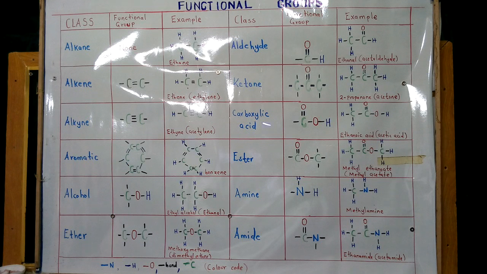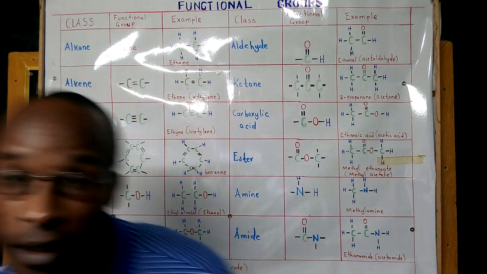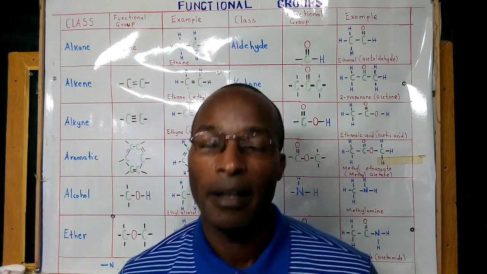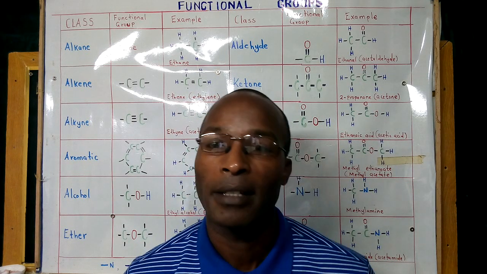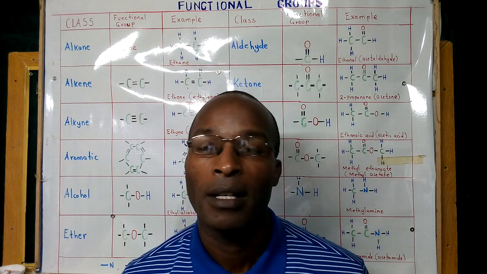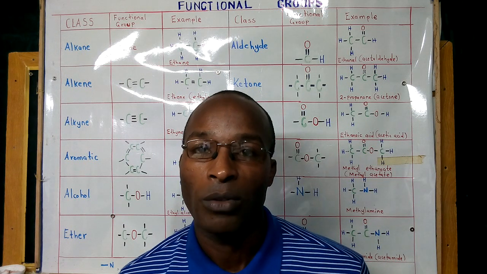I've just used color coding: for nitrogen here, hydrogen blue, oxygen red, and for bonding I've used black. And for the carbon atoms, I've used green intentionally, so that we are able to differentiate between different functional groups. So that is it for today. Thank you very much. I felt that it is important for us to have this summary, so that in any case we need to come back and do a reference, it will be easier for us.